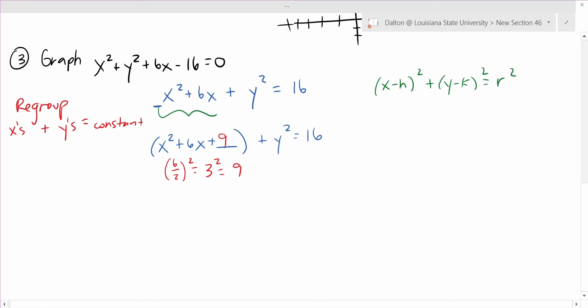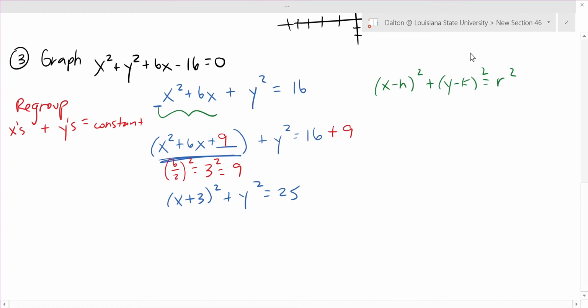So if I add 9 here, think about what I just did. I added 9. There's nothing on the outside distributing to it, so it is a true 9. I added 9 to the left side of my equation. So you have two choices. You can subtract 9 from the same side so that it zeroes out, or if you add 9 to the left side, you can also add 9 to the right-hand side of your equation, and then it stays balanced. So then you can rewrite your trinomial of x's as (x plus 3) squared. That's what this becomes. Plus y squared is equal to 16 plus 9 is 25.